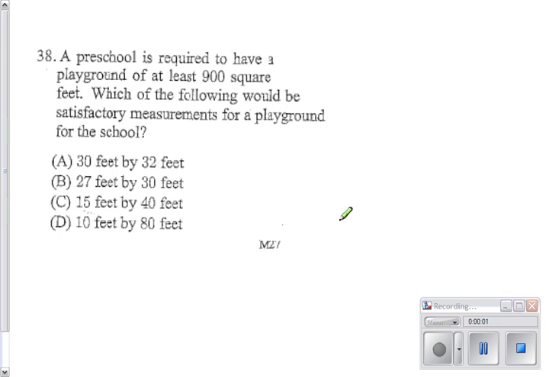Question 38, we have another geometry question here. I've got our highlighter ready. We're going to go through and look at a few things as we read. A preschool is required to have a playground of at least 900 square feet. Which of the following would be satisfactory measurements for a playground?